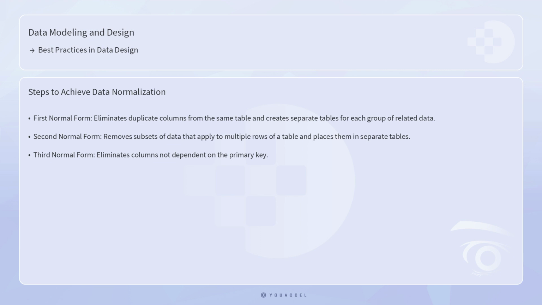Normalization often follows a series of steps called normal forms, each progressively reducing redundancy and improving data integrity. First normal form eliminates duplicate columns from the same table and creates separate tables for each group of related data. Second normal form removes subsets of data that apply to multiple rows of a table and places them in separate tables. Third normal form eliminates columns not dependent on the primary key. Adherence to these forms helps in maintaining a consistent and reliable data model, which is crucial for data integrity.